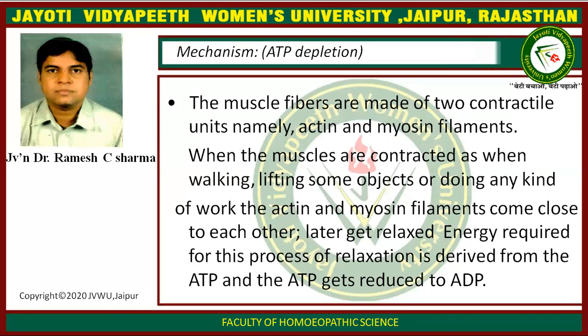The muscle fibers are made of two contractile units, namely actin and myosin filaments. When the muscles are contracted, as when walking, lifting some objects, or doing any kind of work, the actin and myosin filaments come close to each other. Later they get relaxed. Energy required for this process of relaxation is derived from the ATP, and the ATP gets reduced to ADP.